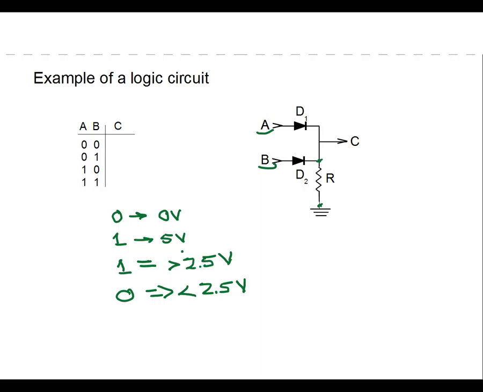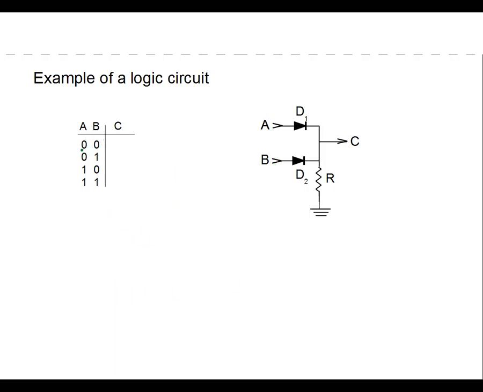So let's see if we can get this logic to work. Okay, so let's see. We have a 0. We first start off with this, and we assume we have a 0, 0. If we have a 0 here and a 0 here, that implies that we have 0 volts here and 0 volts here. Well, we have 0 volts for A and 0 volts for B. Neither one of these diodes is forward biased, so basically they don't exist as far as the circuit's concerned, or current does not flow. And then all we have is a resistor attached to ground. So that means C is equal to 0 volts, which implies that C is a 0.